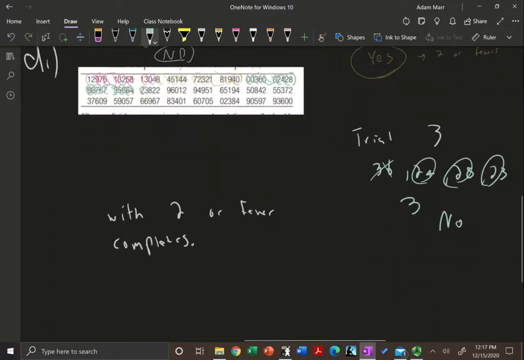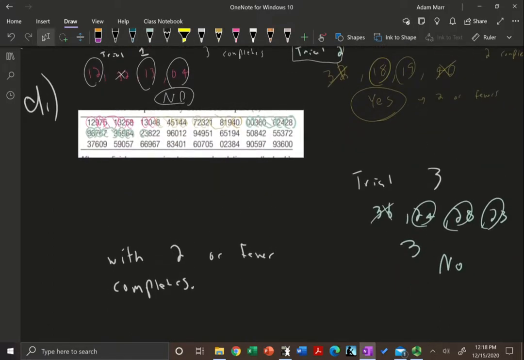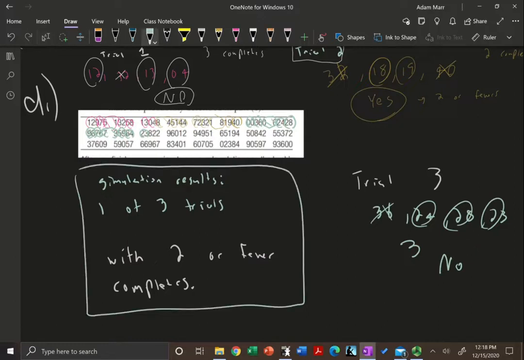So right here we have 1 out of 3 trials with 2 or fewer completes. Okay, that is it right there.